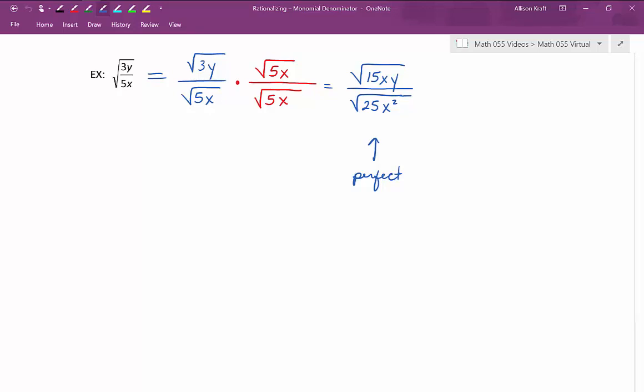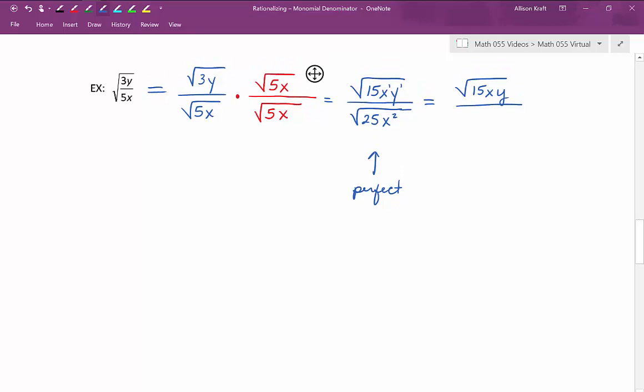We want to simplify our radicals. I'll start with the numerator. Can we simplify the square root of 15? No, there's not a perfect square that's a factor of 15. How about the variables? Our exponents are less than our index, so we can't simplify that either. Our numerator stays the square root of 15xy. In the denominator, we know we have a perfect square. Simplifying the square root of 25x squared, we get 5x.